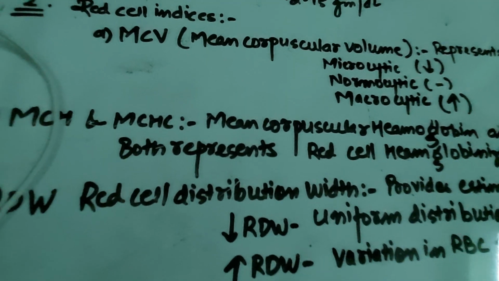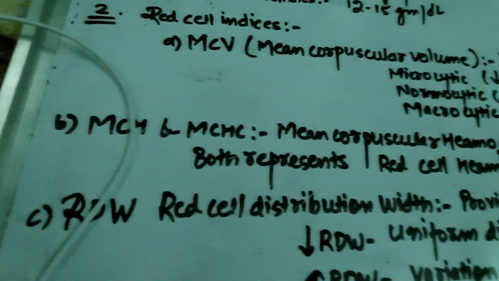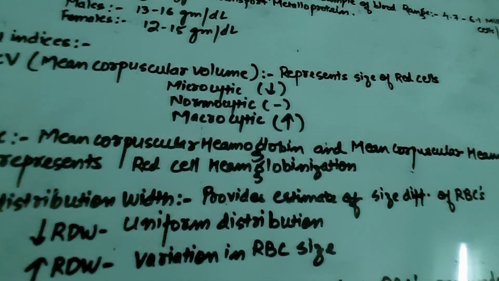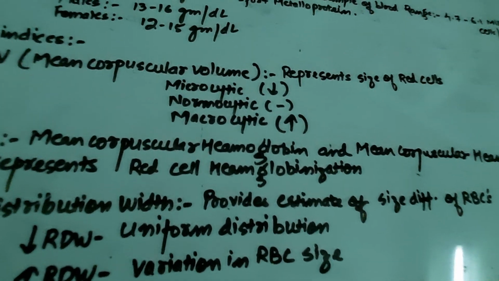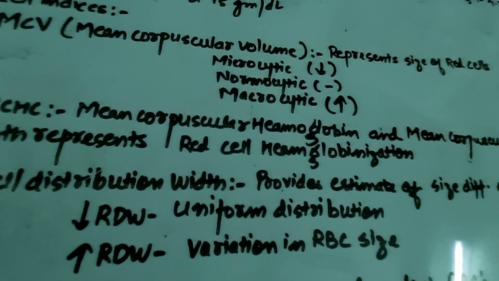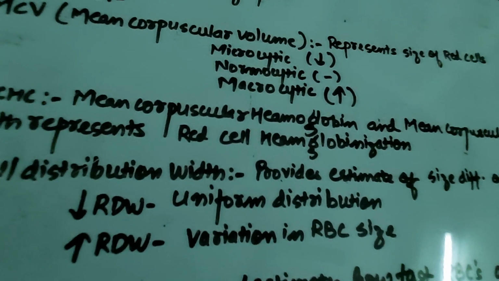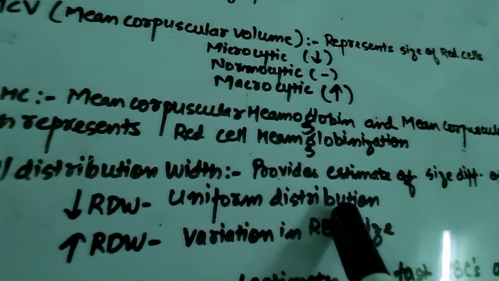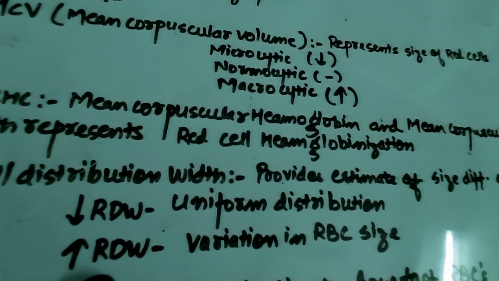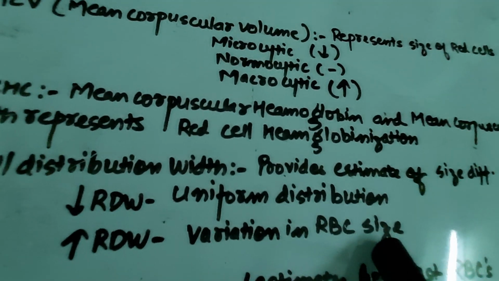The third important index is red cell distribution width, also known as RDW. It provides an estimation of size difference of RBCs. If your RDW is low, it means that all the red blood cells have the same size, or there is uniform distribution of all the RBCs present in the given blood sample. And if RDW is increased, it means there is variation in RBC size.